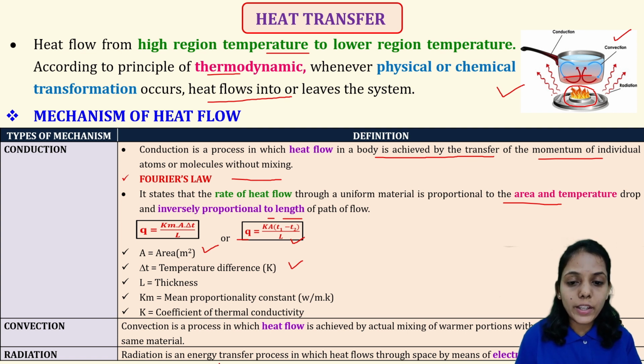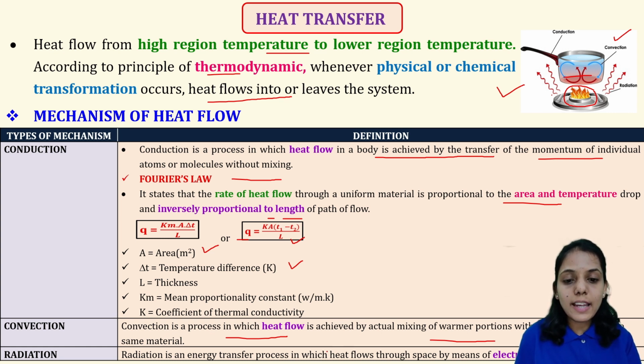So this is given by Fourier's law, which states about the heat flow. Now coming to convection, it is a process in which heat flow is achieved by actual mixing. Now in conduction, the mixing process was not involved, but in convection, the mixing, the agitation process is involved. It mixes the warmer portion with the cooler portion of the same material. For example, water. If you stir it, if you mix it, and the energy is transferring from hotter molecules to colder molecules, then it is known as convection.